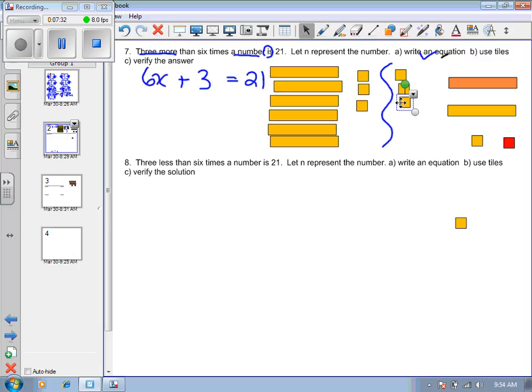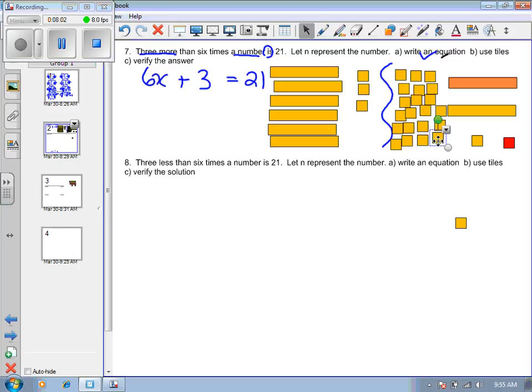This takes a few minutes here. How many do I have so far? 21 squares, okay? So this is representing it using tiles. 6n plus 3 equals 21.